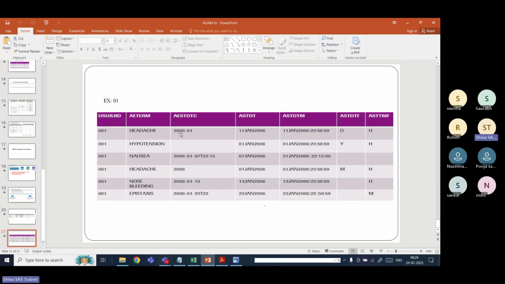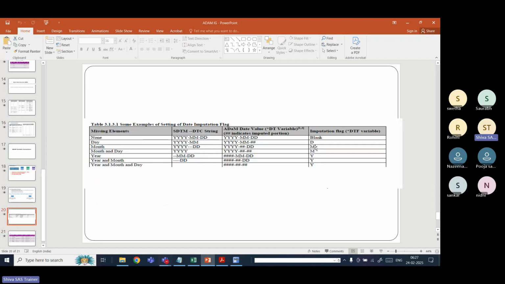So here the headache happened in January 2006. The date is missing. ASTDT is not an SDTM variable; it is a newly created variable at the ADaM level. So we added the 11th so that it becomes completely 11th January 2006. We are adding the date part. That is why in this row we populated the DTF variable as D. So here we can read D, M, Y.